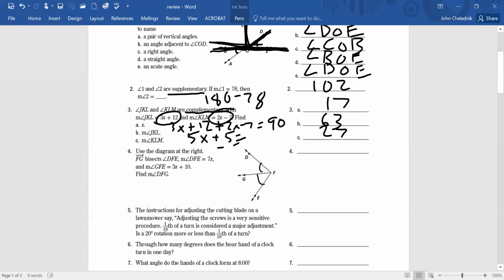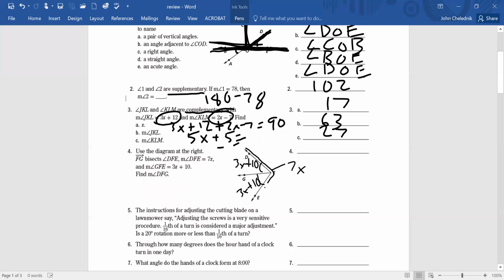The measure of angle DFE is 7x. So I'm just going to label that 7x. The whole thing is 7x. And angle GFE is 3x plus 10. This little part right here, which is actually half of it, is 3x plus 10. Remember, that means the other half is also 3x plus 10.